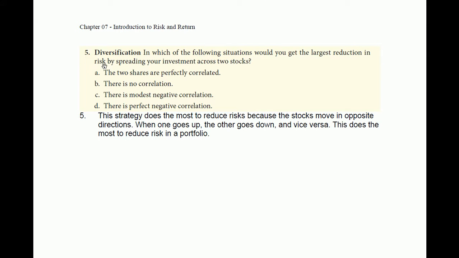Question 5. Diversification. In which of the following situations would you get the largest reduction in risk by spreading your investment across two stocks? A. The two shares are perfectly correlated. B. There is no correlation. C. There is modest negative correlation. D. There is perfect negative correlation. The answer is D, because this strategy does the most to reduce risks because the stocks move in opposite directions. In other words, they are a perfect hedge. When one goes up, the other goes down, and vice versa. This does the most to reduce risk in a portfolio.